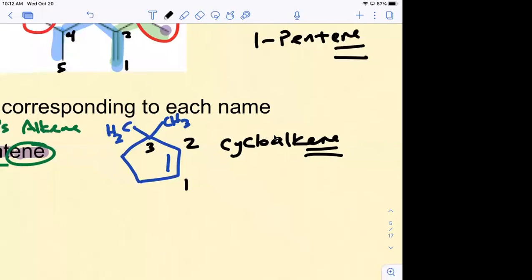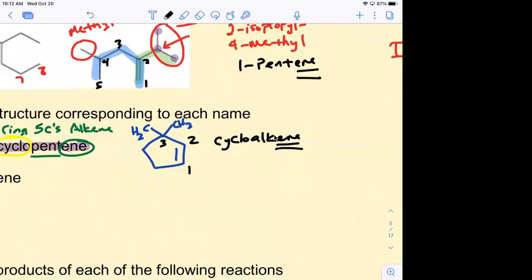Are y'all following? Since it's a ring, could you put that double bond anywhere in there? Yes, it can be anywhere in that ring, but when you start counting, you just have to start from there. The double bond is going to be 1 and 2 automatically.